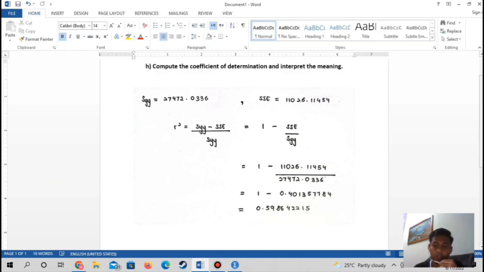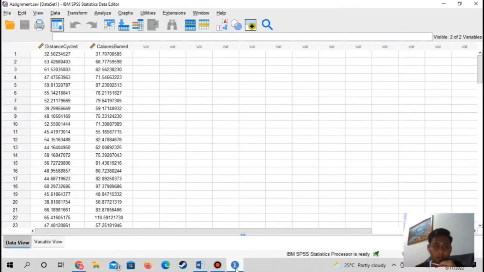Finally, the last question is to compute the coefficient of determination and interpret the meaning. The coefficient of determination is a statistical measurement that examines how differences in one variable can be explained by the differences in a second variable when predicting the outcomes of a given event. So this is our manual calculation for the coefficient of determination. This is the value for SYY and this is the value for SSE. So our manual calculation answer for the coefficient of determination is 0.59864215, and then we go to SPSS.